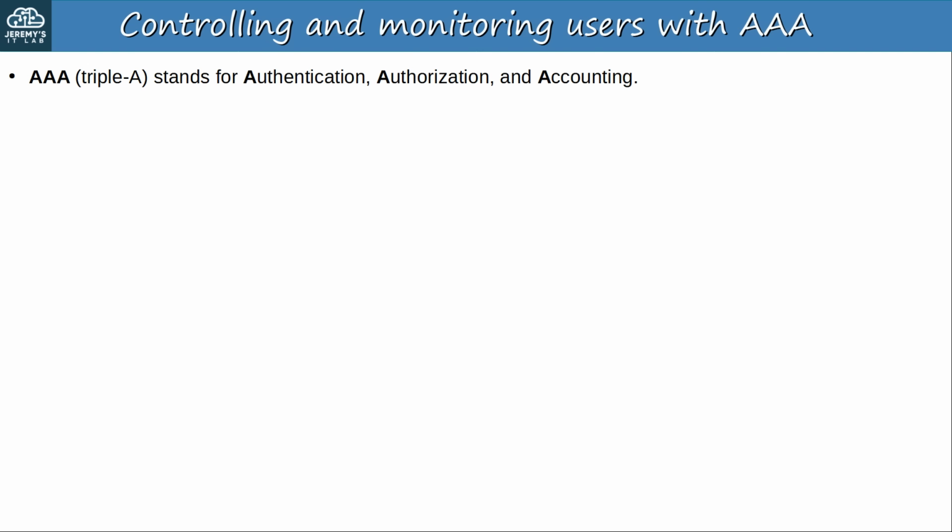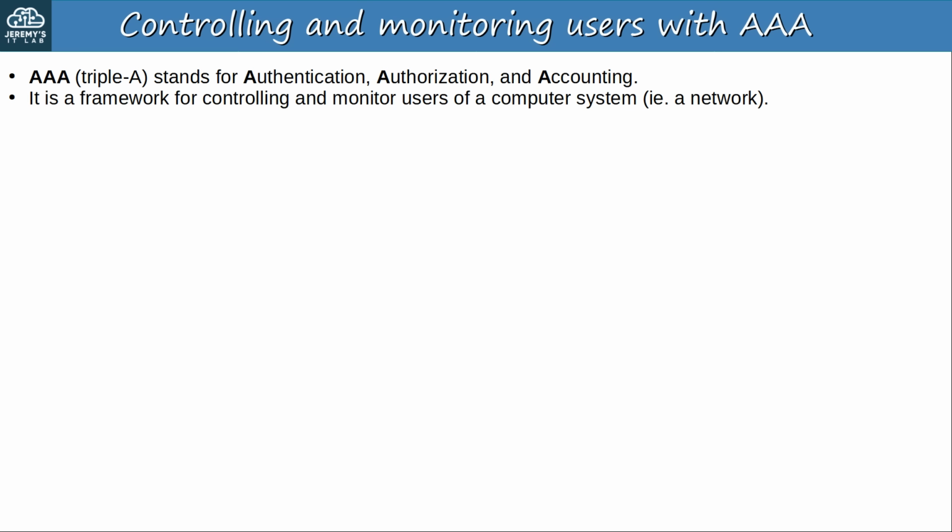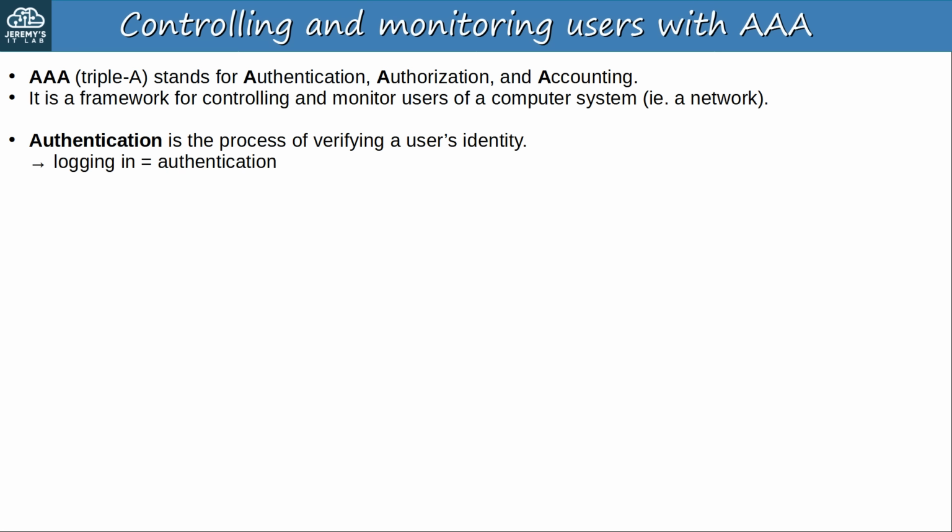I've been mentioning authentication a lot, and that's one part of an important framework you need to know for the CCNA. AAA stands for Authentication, Authorization, and Accounting. It's a framework for controlling and monitoring users of a computer system, such as a network. So what do each of those A's mean? Authentication is the process of verifying a user's identity. When a user logs in, ideally using multi-factor authentication, that's authentication.